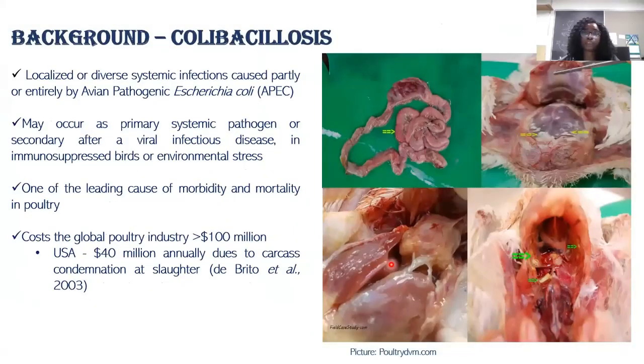But before I proceed, I want to give a very brief background on what Colibacillosis is all about. Colibacillosis is a very broad term that refers to infectious diseases caused by pathogenic E. coli. But for the purpose of my research, I'll be focusing on Colibacillosis in chickens, which are multisystemic or localized infections caused by avian pathogenic E. coli. This happens to be the number one cause of mortality and morbidity in the poultry industry worldwide, and it has caused a whole lot of economic losses, as high as over $100 billion worldwide. And in the US alone, it has caused about $40 million in losses as a result of loss of carcasses and cost of treatment of these diseases.